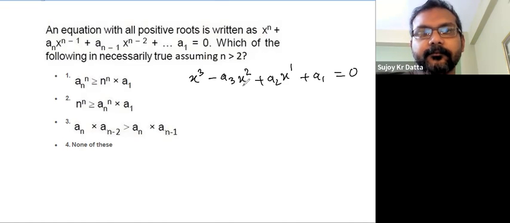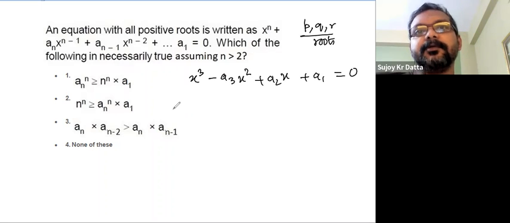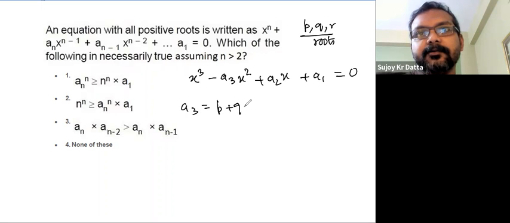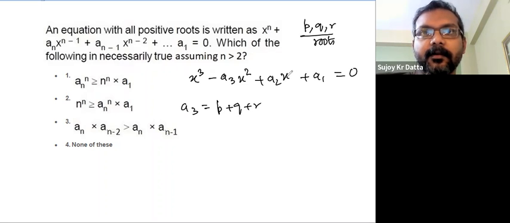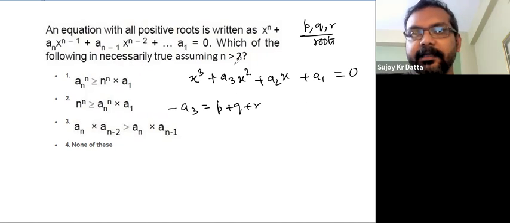As we can see, they're saying positive roots, right? All the roots are positive. So if the roots are, let's say, P, Q, R, the three roots, all positive, then for a3, the sum of the roots is negative B over A. So minus a3 is P plus Q plus R, because the sum of the roots is minus B over A.